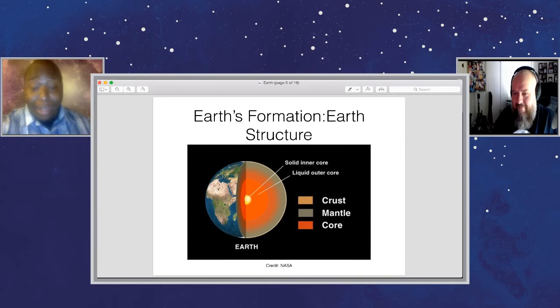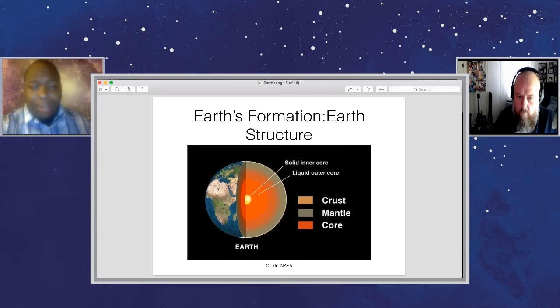So what we're looking at here is an image of what our Earth looks like from the inside out. Starting at the very center, we have a solid inner core. Moving out from that, a liquid outer core, which together makes the core of our Earth. Moving out beyond that, we have the mantle, and then we finally have the crust.